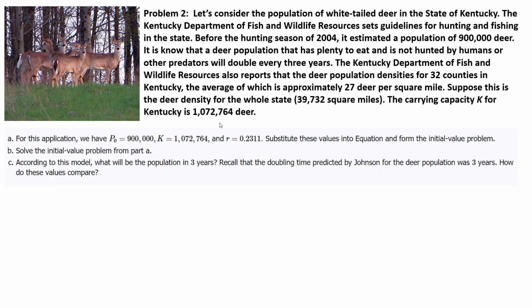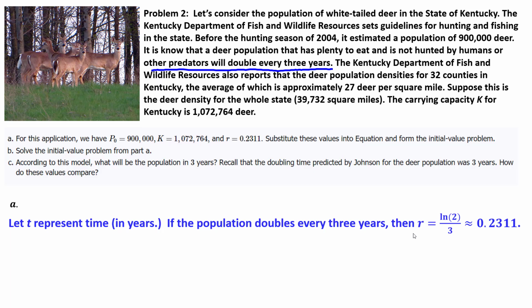For this application, if something doubles in 3 years, r is ln 2 divided by 3. Remember, that's how you figure it out. If you know the doubling time, you can figure out the growth rate. So it's 0.2311. These are my conditions: P naught, K, r. Substitute these values into the equation and form the initial value problem. That's the first thing they want us to do. Then solve the initial value problem, and then they want to know what the population will be in 3 years.